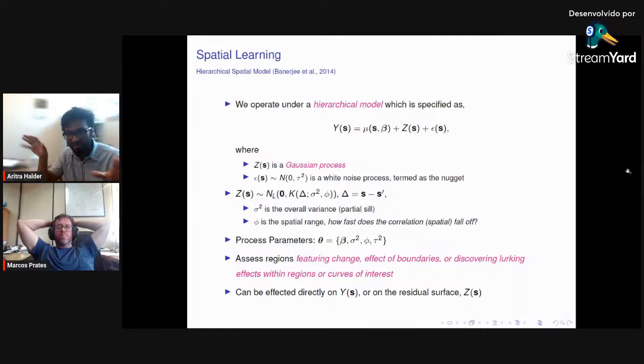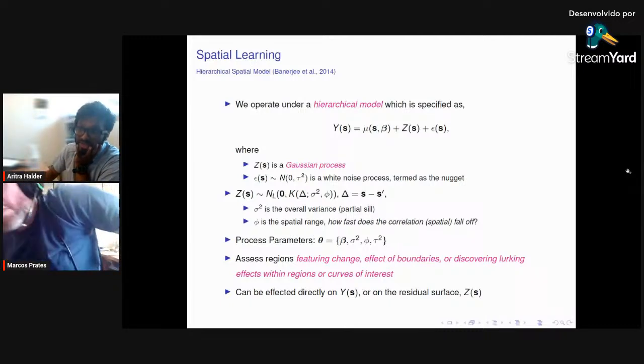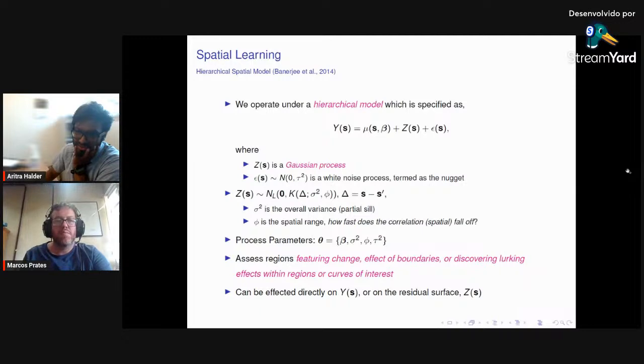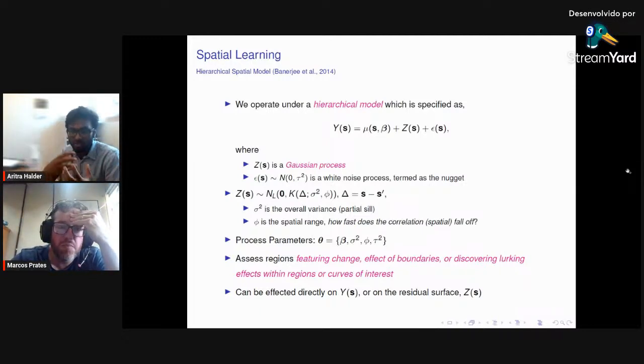So this is the hypothesized hierarchical modeling framework, the way you break up variation in the response, right? Of course, as you can clearly see, there's no variation associated with the covariates, but the variation is broken down into two major groups. One is the structured variation, which is sigma square, and the other is the variance of this microscale variability associated with epsilon(S), the nugget, right? And that's tau square. So the overall hypothesized variance is sigma square plus tau square.